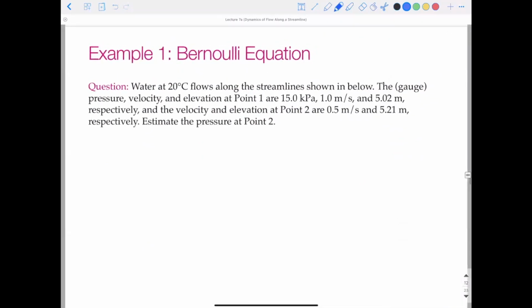So let's look at an example now. In this example, we just have water at 20 degrees C flowing along the streamlines shown below. I haven't shown them, but let's just say these are streamlines. And we have point 1 and point 2. The gauge pressure, velocity, and elevation at point 1 are 15 kPa, 1 meter per second, and 5.02 meters, respectively, and the velocity and elevation at point 2 are 0.5 meters per second and 5.21 meters, respectively. It's asking us to estimate the pressure at point 2.